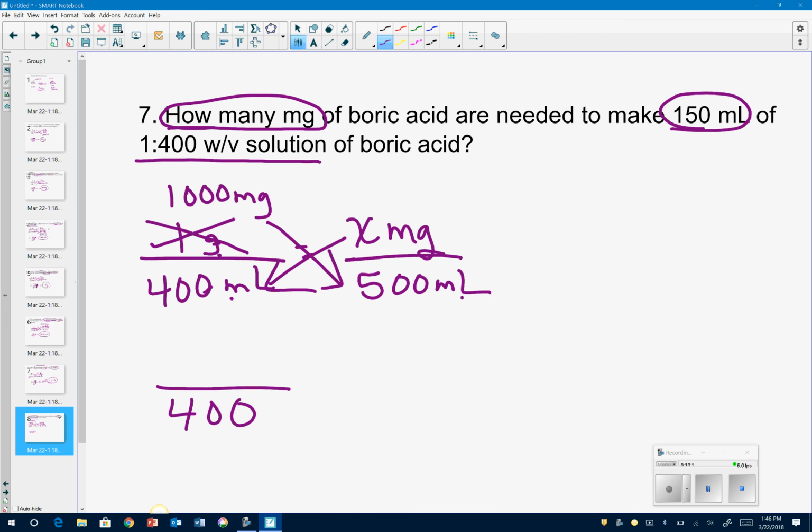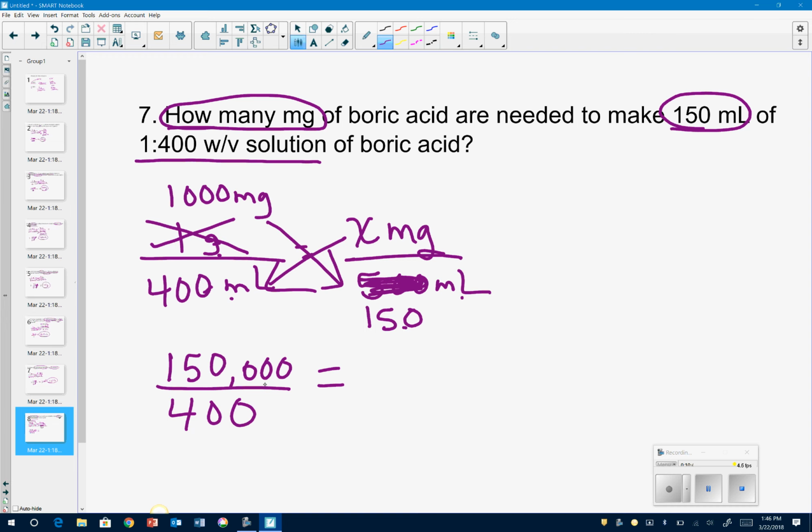So 1,000 times 500. Oh, that's not supposed to be 500. I don't know what I did there. That's supposed to be 150. I'm sorry. So 1,000 times 150, of course, would be 150,000. I think my brain's getting tired, so I apologize.